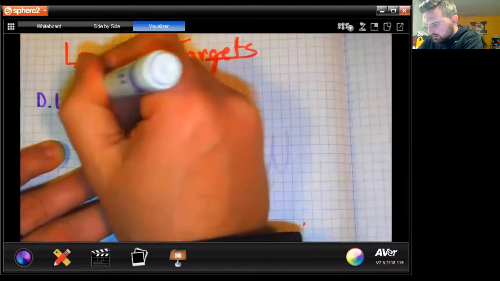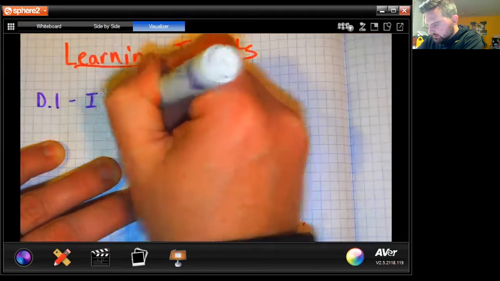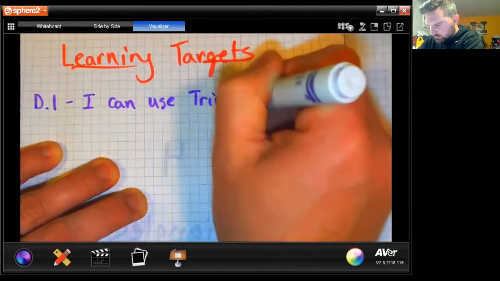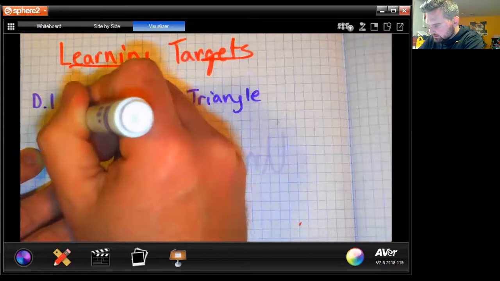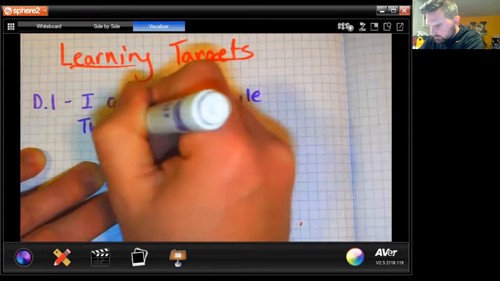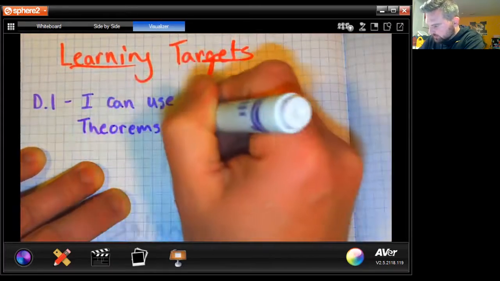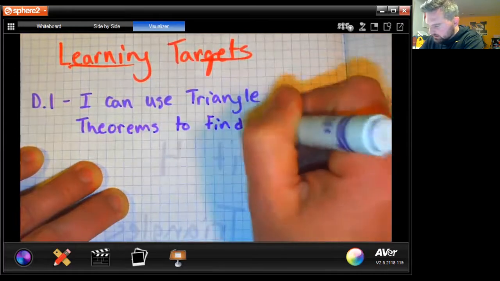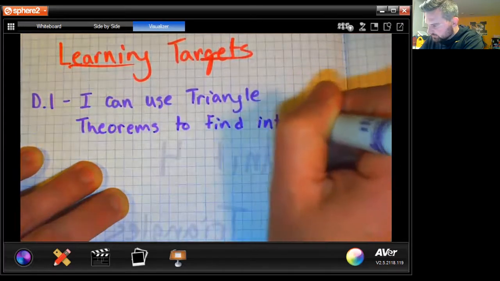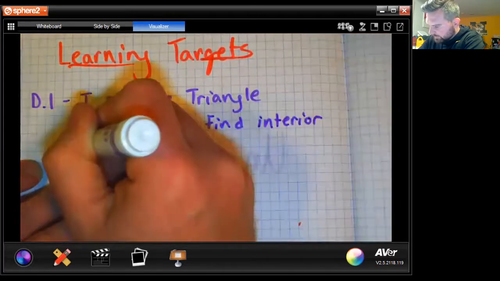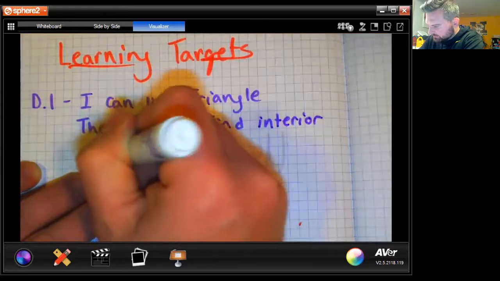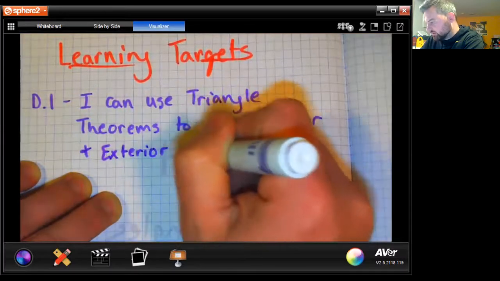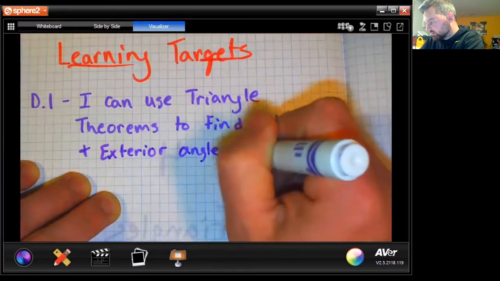is I can use triangle theorems to find interior and exterior angle measurements.